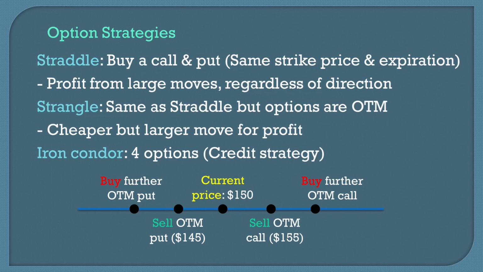An Iron Condor is also a credit strategy, whereas both Straddle and Strangle are debit strategies. Similar to what we learned earlier, for credit strategies, you want them to expire out of the money. So you use an Iron Condor when you don't expect a large move to happen, and when the stock price is relatively stable in a range.